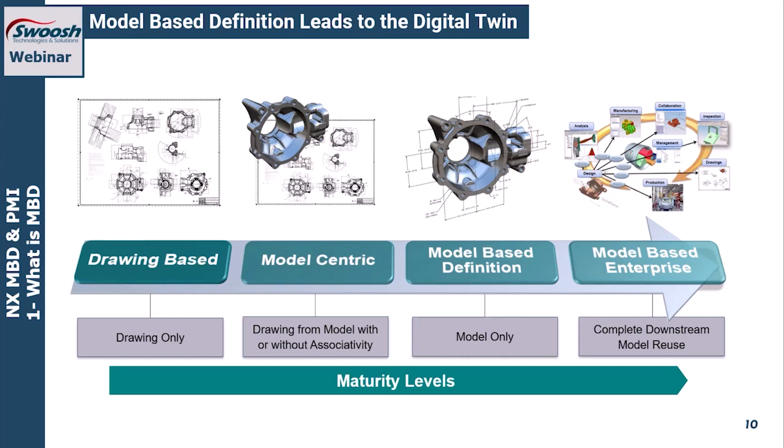What's nice about this is we can then take that to the next image over to the far right and use that digital information, that PMI, model-based definition, within our model-based enterprise here and complete our downstream model reuse by reading the PMI and reusing that model-based definition in all of our other operations. If something changes in that digital model, the PMI updates, the model-based definition information updates, and then all of our downstream operations will update according to those changes.